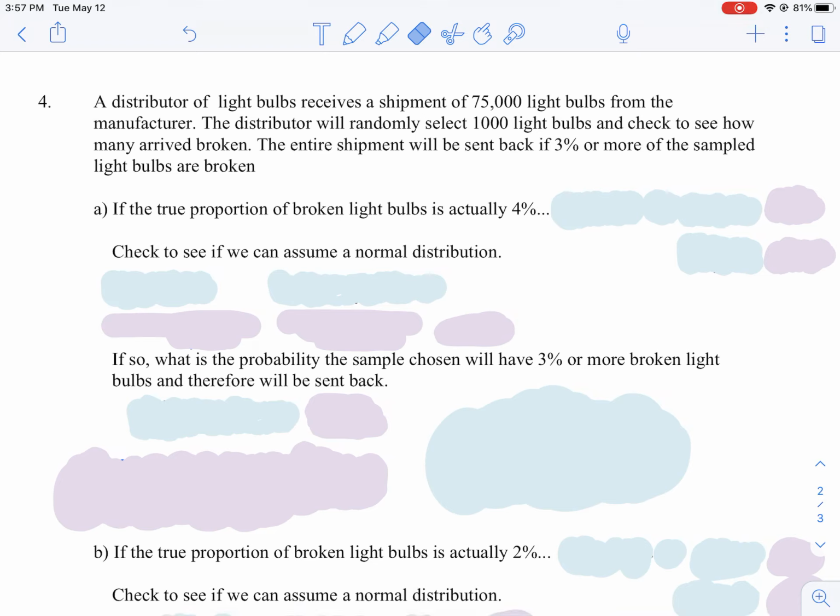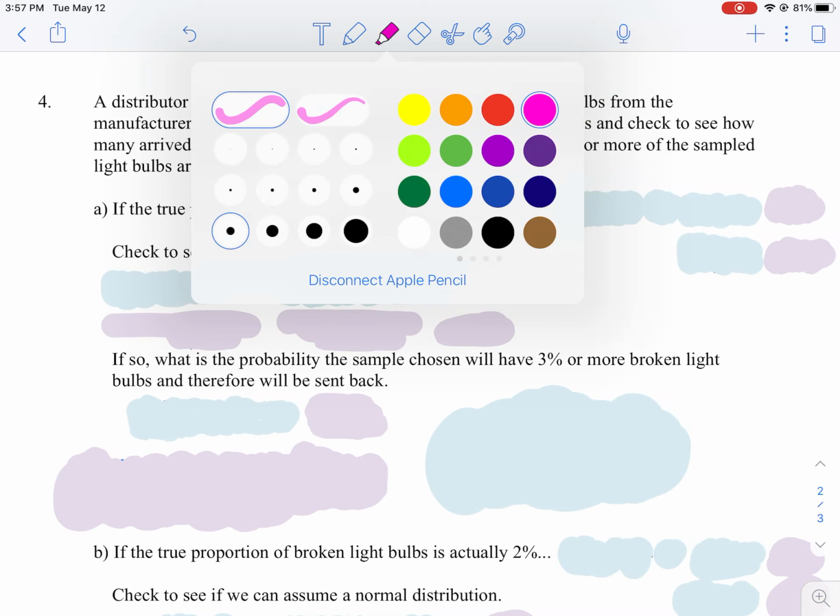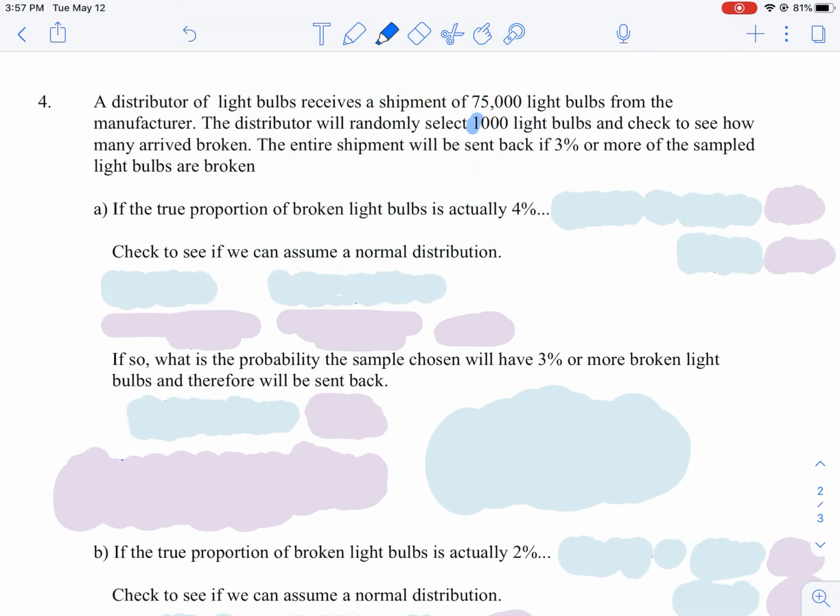Okay, a distributor of light bulbs receives a shipment of 75,000 light bulbs from the manufacturer. So in this case, we have a number for our population. There's 75,000 light bulbs. Okay, that's a lot of light bulbs. The distributor will randomly select 1,000 light bulbs. So that's our n value, 1,000 here. A nice big n value. The larger your sample size, the better off you are. And check to see how many arrived broken.